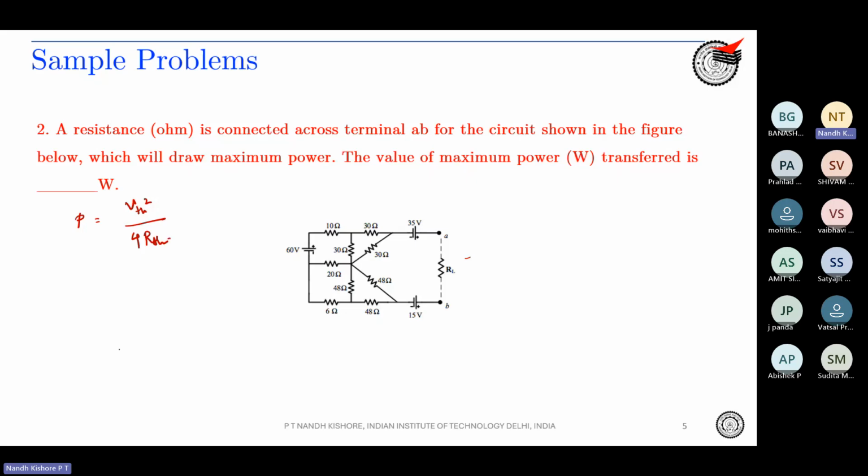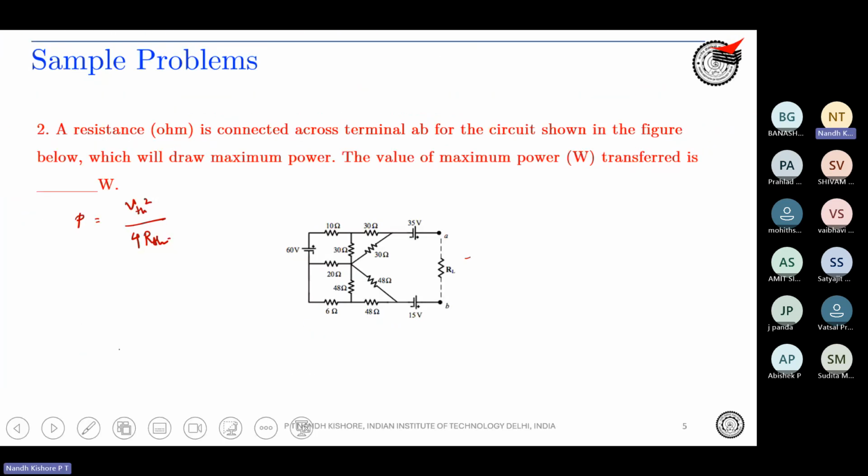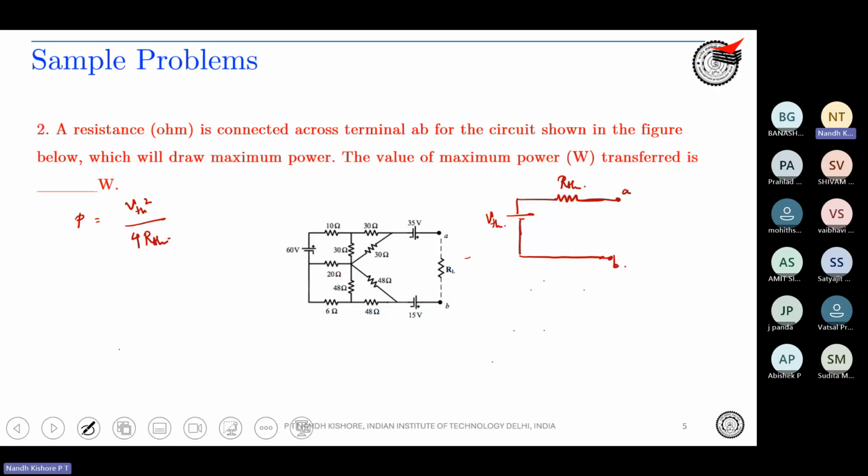But even if you don't remember, the simple way to get to this answer is that since you have found out the R Thevenin, it means that you have a voltage source with this V Thevenin, and you approximated the circuit to be R Thevenin. This is what you do for any circuit. A, and this is your B. They have asked what is the value of the maximum power. If maximum power has to be transferred, your RAB should be the same as R Thevenin, right? This will again be R Thevenin.